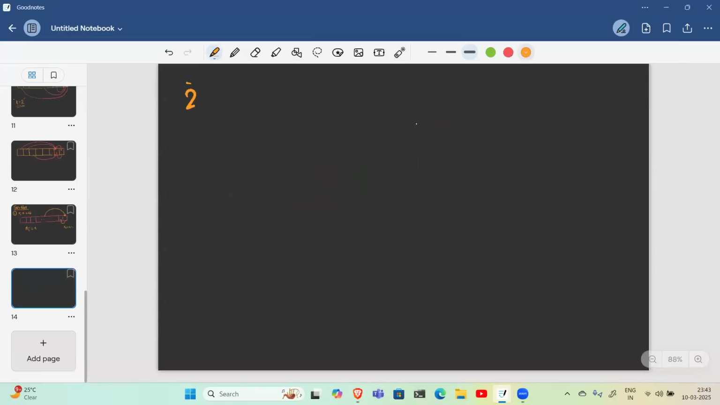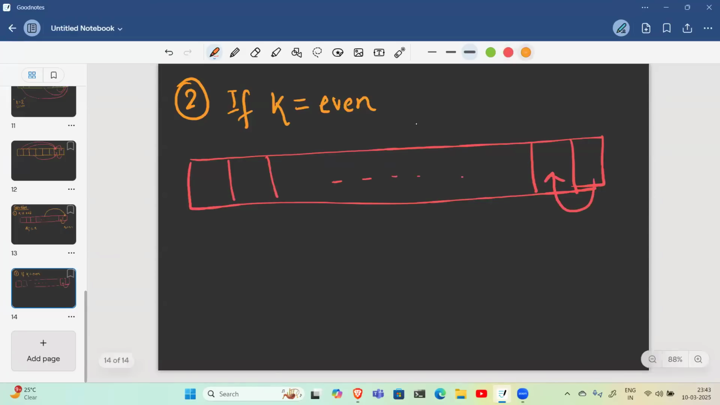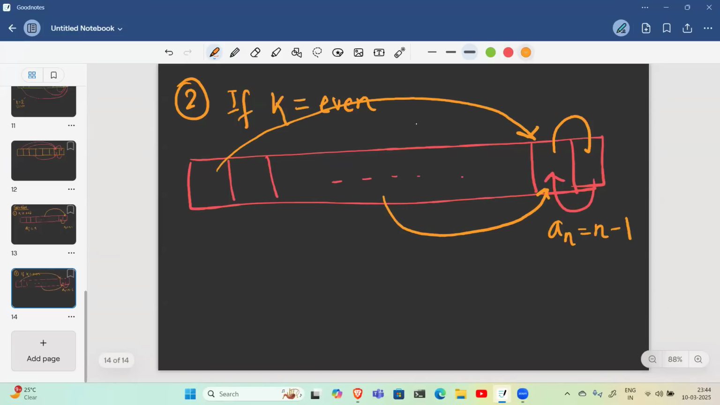If k is even, now pointing everyone to the final cell is a problem. So now I will do something different. If k is even, then here I have no choice. Here it is simple: I mark a_n again as n-1. I can't do anything else. But for all other cells, I point to the second last cell. And this second last one, I move to the last.